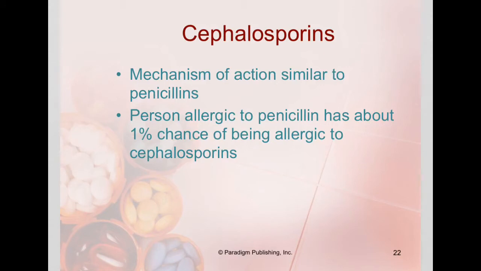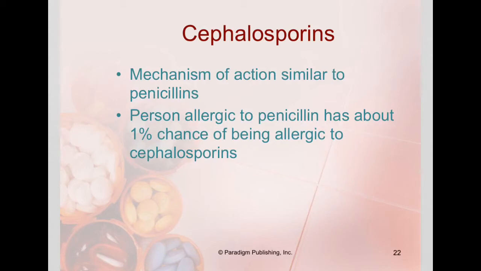Cephalosporins have mechanisms of action similar to penicillins. Cephalosporins are broken down into generations. There's the first generation, which you have your cefazolin, cephalexin. The second generation that you will see a lot is cefuroxime. The third generation that you'll see a lot is cefotaxime, ceftriaxone, we use that a lot. And then the fourth generation is cefepime.